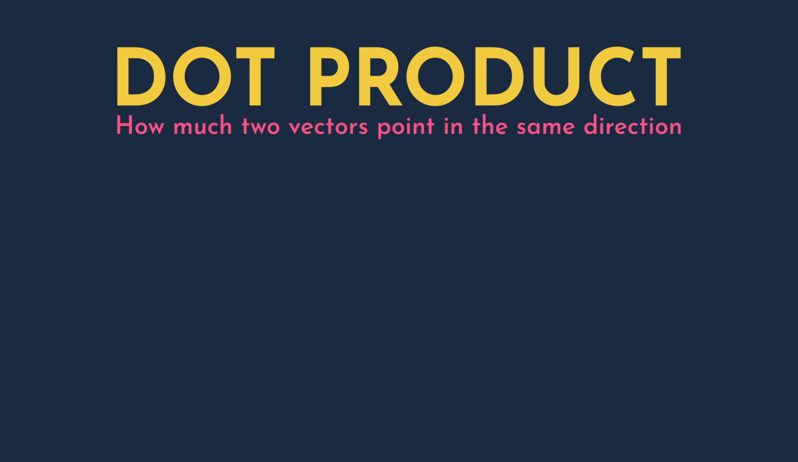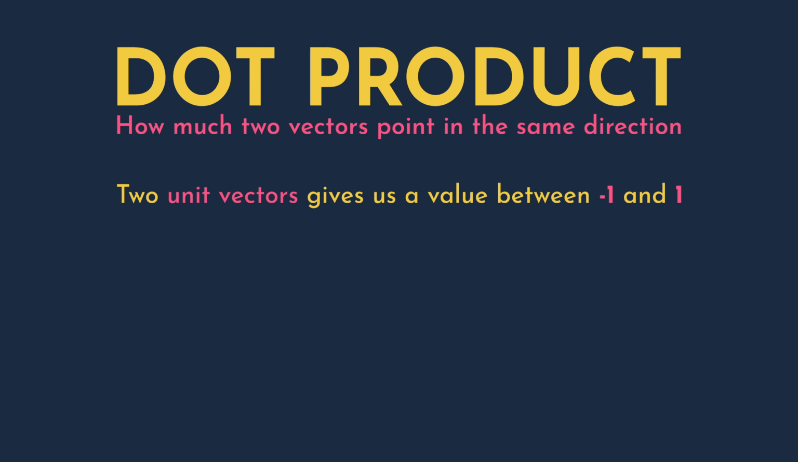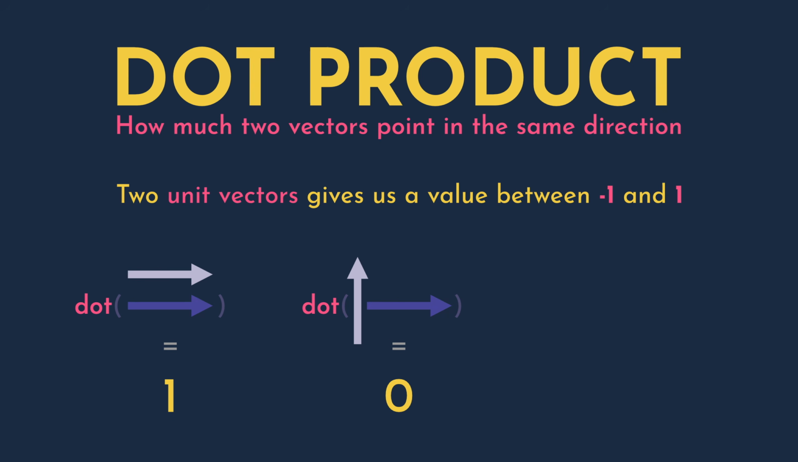So the dot product. You can think of the dot product as a value that shows how much two vectors point in the same direction. So how similar they are. So if we have two unit vectors, the dot product of those two will give us a value between -1 and 1. So if we have two vectors that are parallel, the dot product will be 1. And if they are perpendicular to each other, the dot product will be 0. And if the vectors are opposites, then the dot product will be -1.